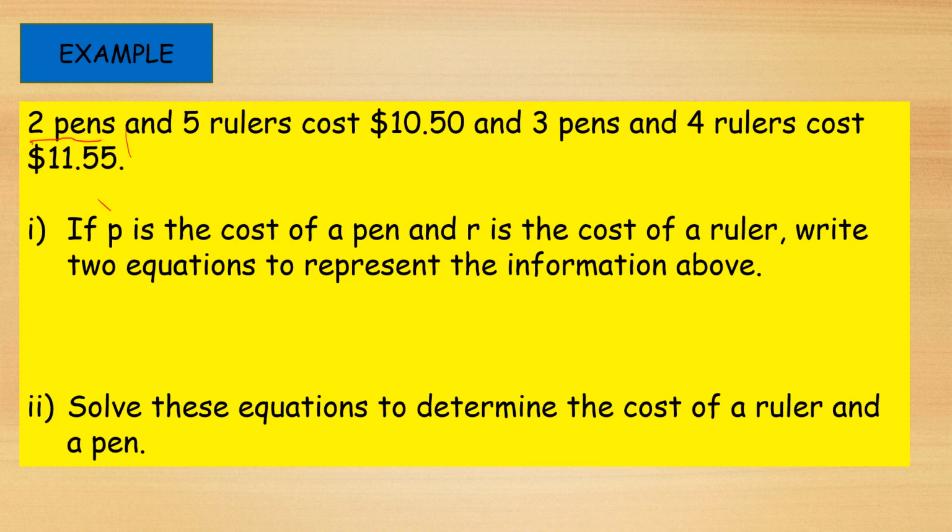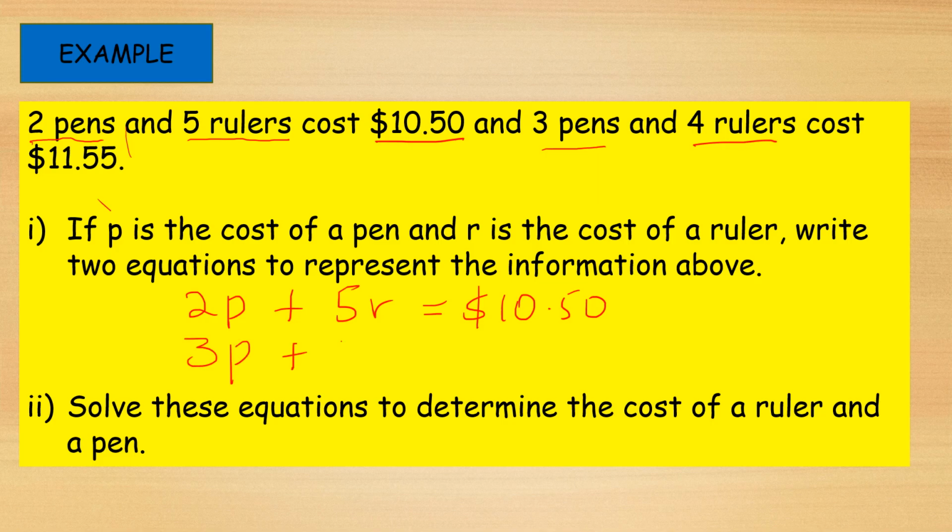So 2 pens, 5 rulers, we're going to write that as 2P plus 5R, and the total is $10.50. Then we have 3 pens and 4 rulers, so that's 3P plus 4R equals $11.55. So we'll name that equation 1. We're going to name the second one equation 2. Now part 2 says solve these equations to determine the cost of a ruler and a pen.